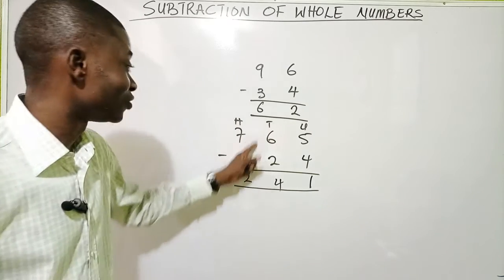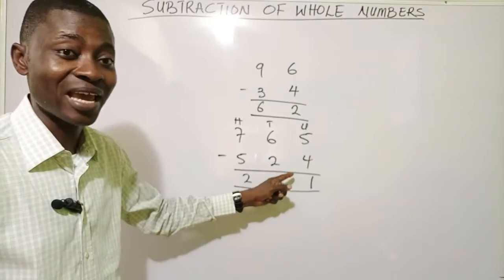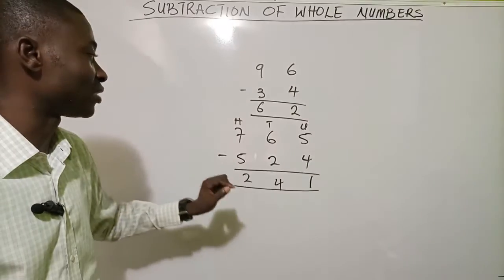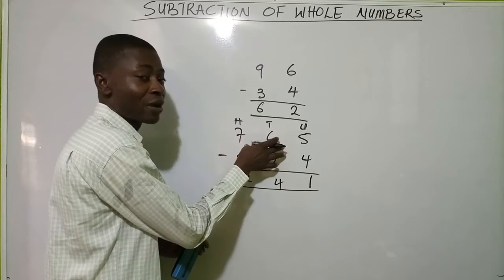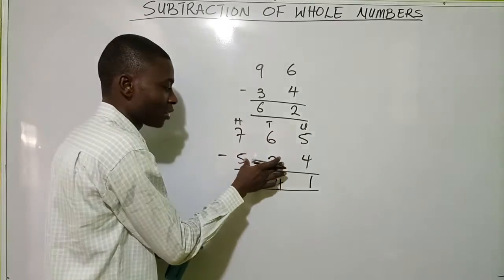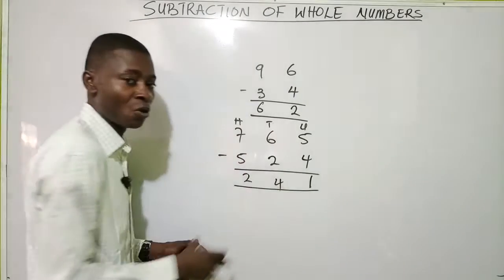All you need to do is just arrange them like this. And then when you are subtracting, always make sure that the bigger number is on top, in the numerator, while the other one you put below.